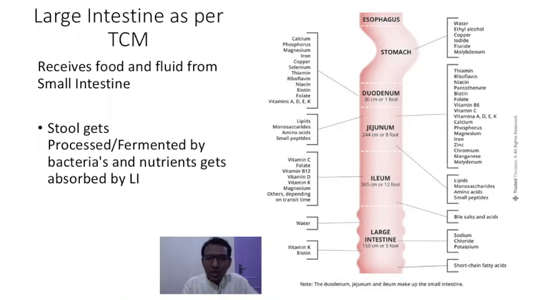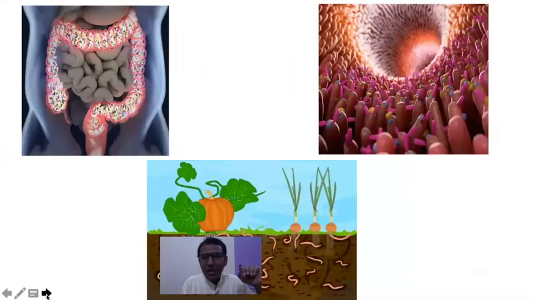The body is so well designed that it tries to absorb as much as it can, the maximum. So nothing is left to waste. In the final journey, the bacteria process it, and then whatever nutrients we still get after processing, the large intestine also tries to absorb. So this is in terms of absorption of nutrients. We will take a look into this in a little more detail.